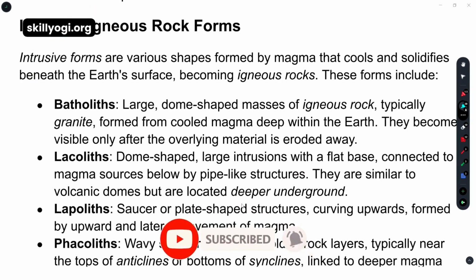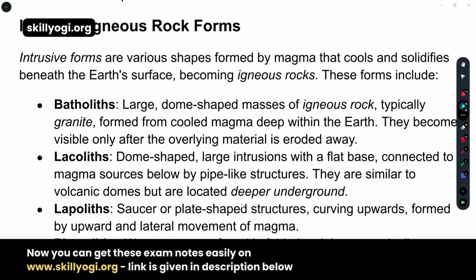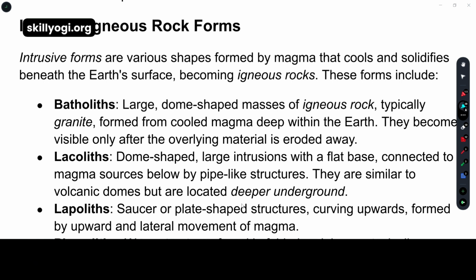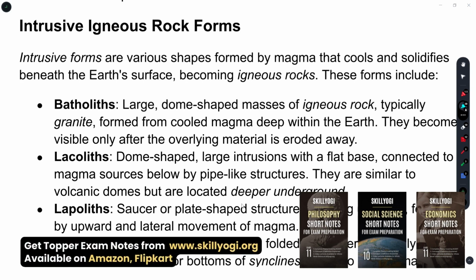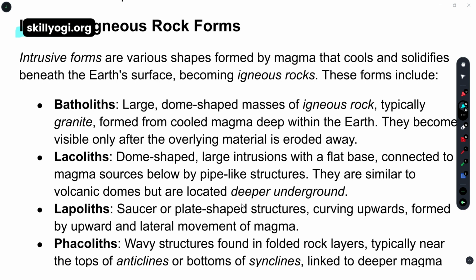Now, intrusive igneous rock forms and extrusive igneous rock forms. Two kinds of igneous rocks we have. Intrusive means the rocks which, when in the liquid state, form under the surface. That is called intrusive. That means in the interior of the earth, when we can see the lava forming and the igneous rocks are also formed on this side. That is called intrusive igneous rock.